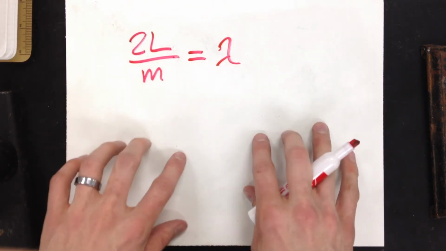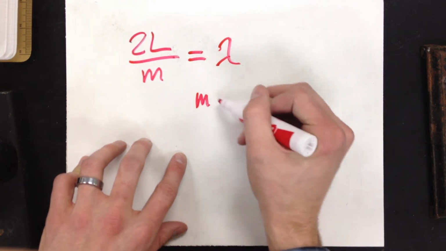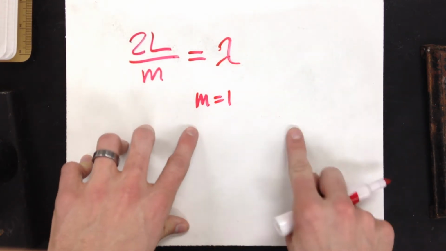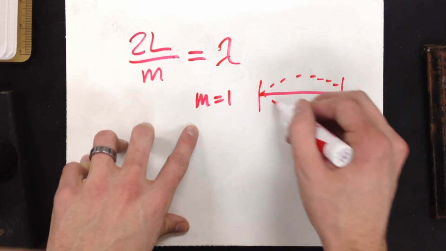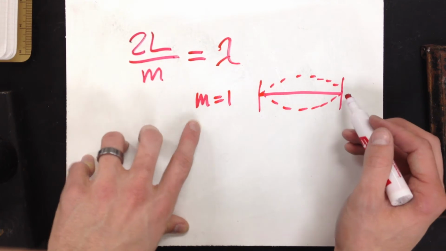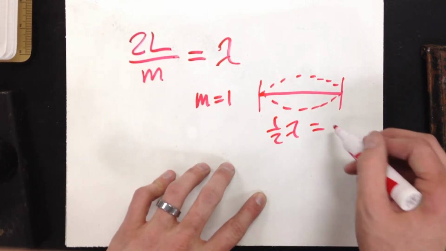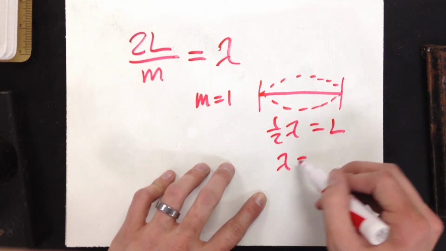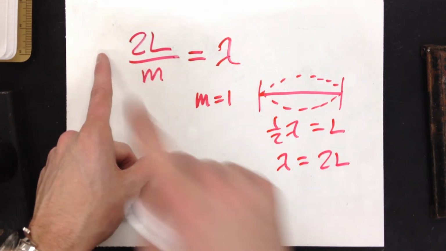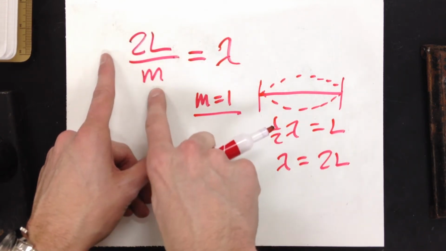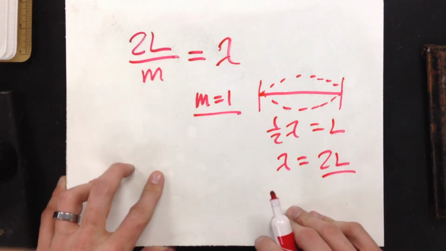So for M equals 1, we had across the whole string, like so, this was 1/2 of the wavelength, or 1L. So 1/2 lambda equaled L, or lambda equaled 2L. Look at it with this equation. I've got 2L over M. In this case, M is 1. And I get the same thing, which is usually pretty good.